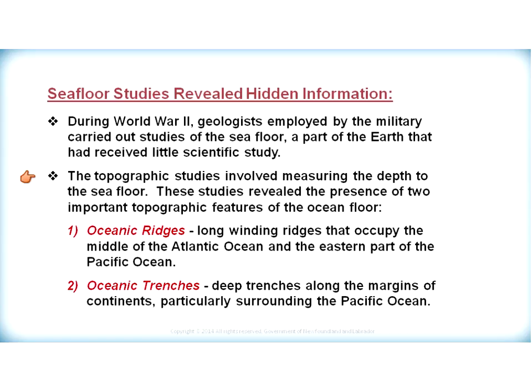One feature was called oceanic ridges. Oceanic ridges are long winding ridges that occupy the middle of the Atlantic Ocean and the eastern part of the Pacific Ocean. These scientists noted that in areas where ridges are present, the depth of the ocean floor beneath sea level is not as far as other places along the ocean floor.